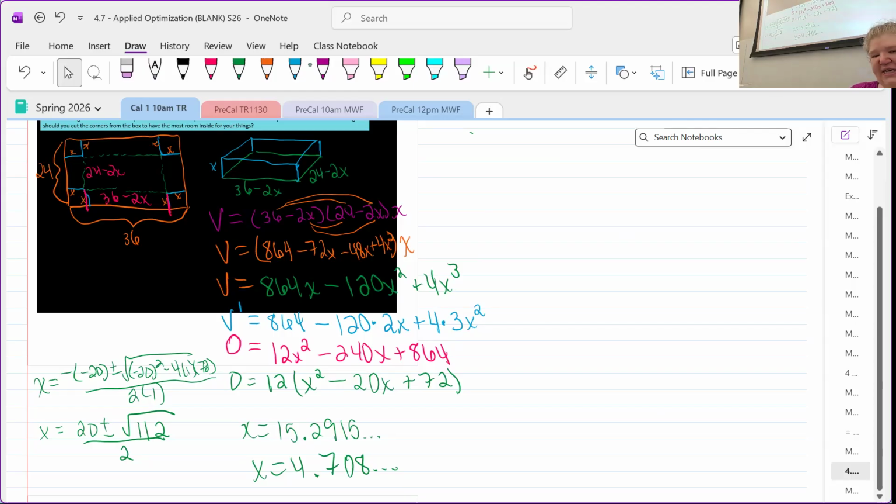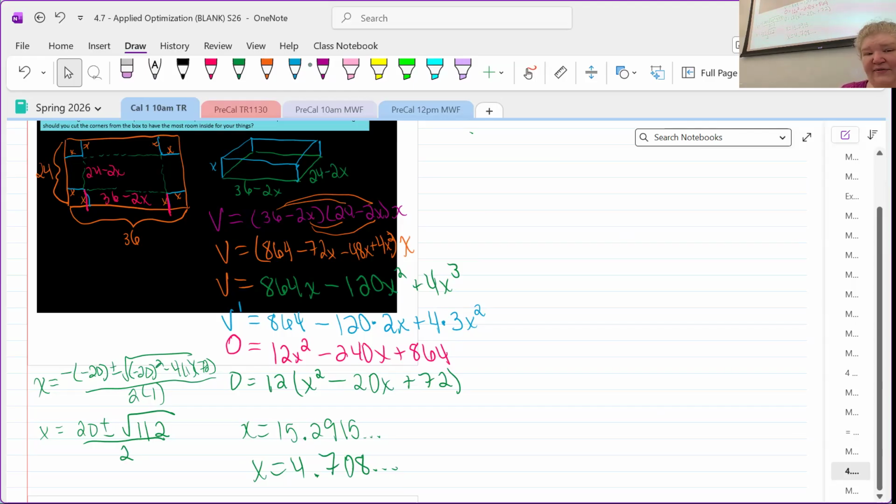Yep. So if we actually take the 15.29 and plug it in there, 24 minus 2 times 15, we're cutting out more than the width of the box. So even though a 15-inch high box sounds larger, we basically just have 2 flaps going together. The box wouldn't exist. If we plugged the 15 in, it'd be positive, negative, positive, and we'd end up with a negative volume.